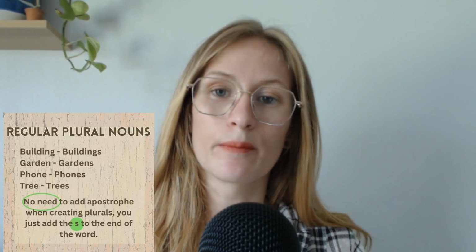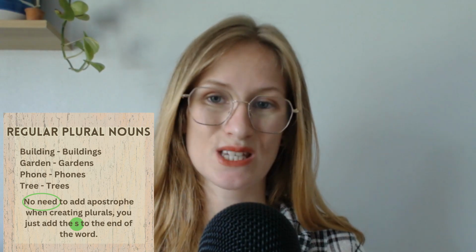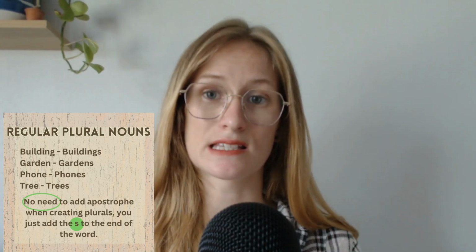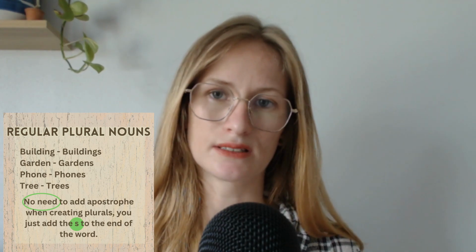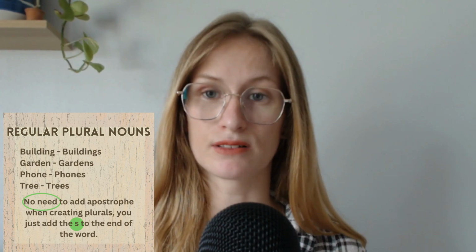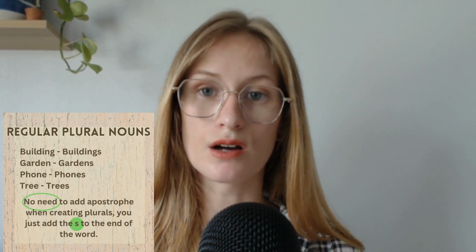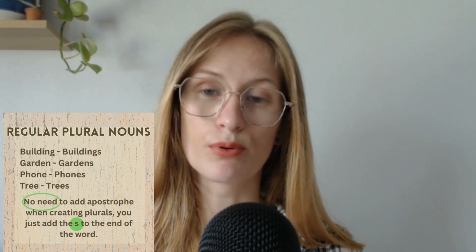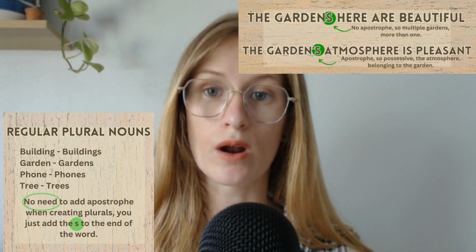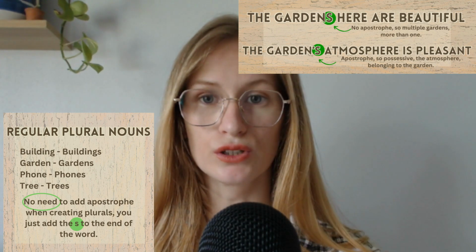Now, if you are talking about the plural of something, regular plurals where you just add the S, there is no need to add an apostrophe because it is not possessive. So building becomes buildings. This means there are more than one building. Garden becomes gardens, more than one garden. So, for example, the gardens here are beautiful. More than one garden is beautiful. This is not possessive, this is plural.